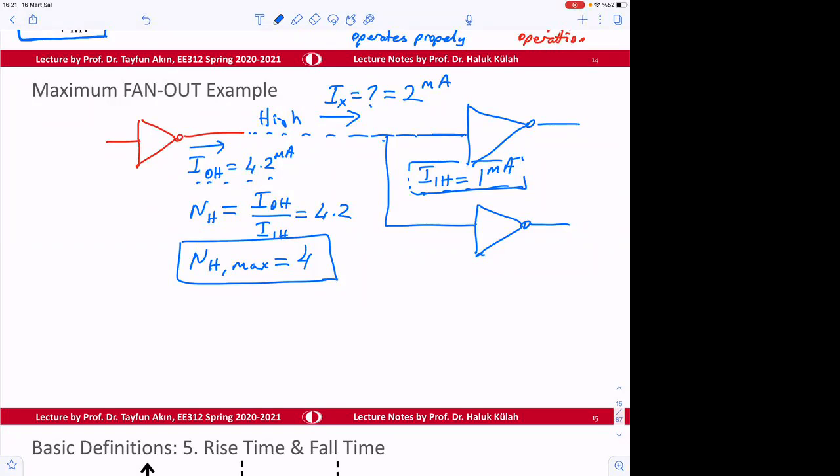It's kind of fixed. I mean, it's kind of fixed. The maximum value, I would say.